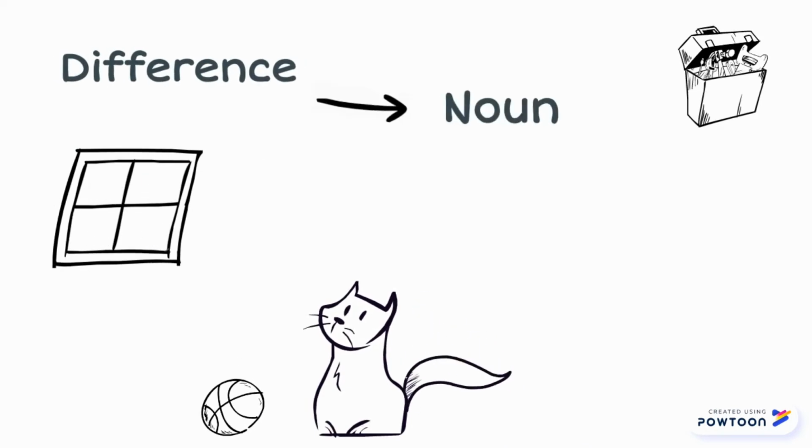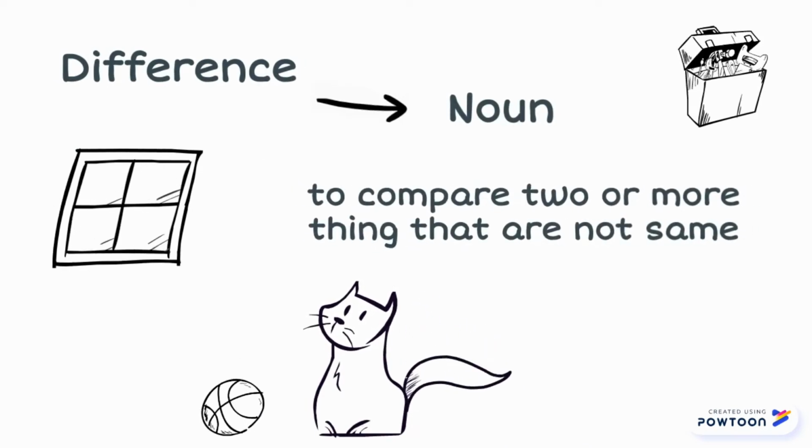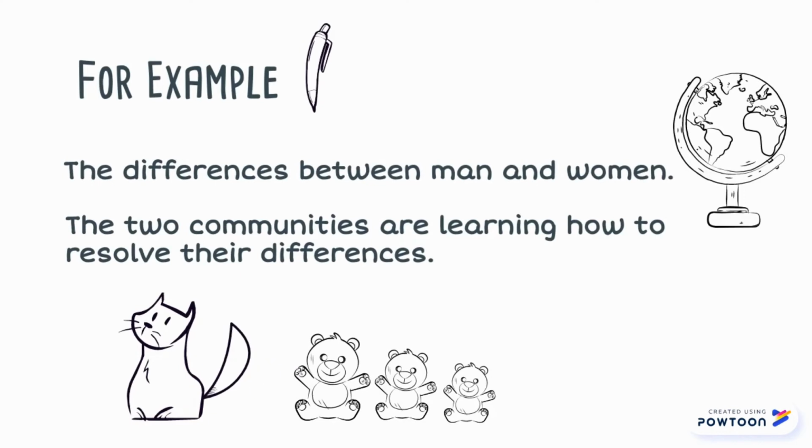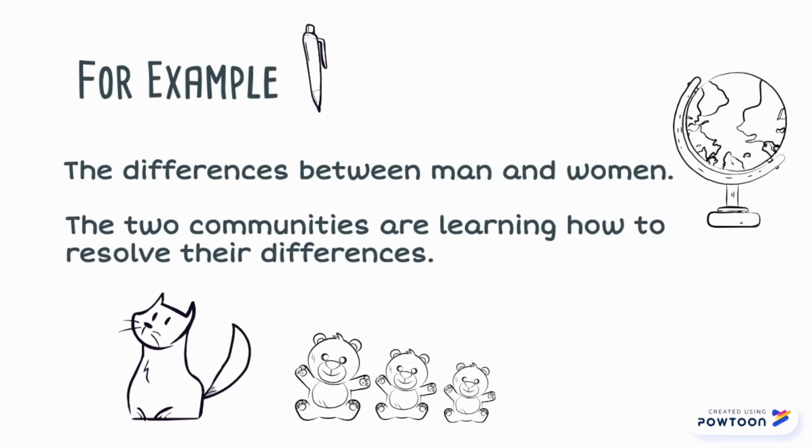Third, there is difference. Difference can be used as a noun in sentences. Difference means the way in which two or more things which you are comparing are not the same, a point or way in which people or things are dissimilar. For example, the differences between men and women. The two communities are learning how to resolve their differences.